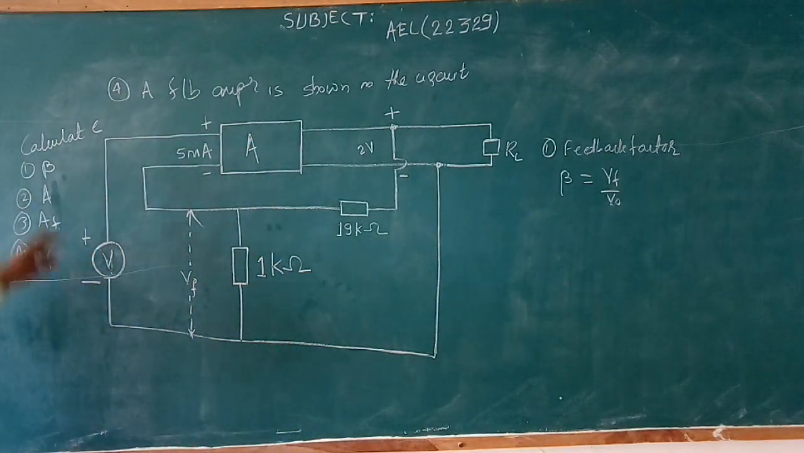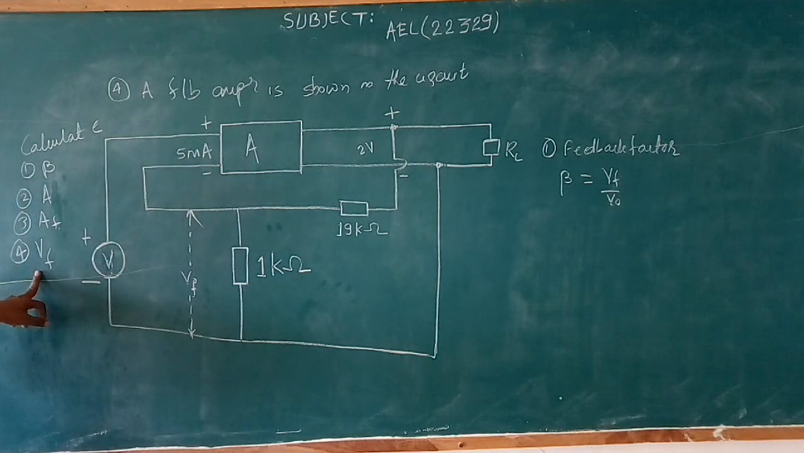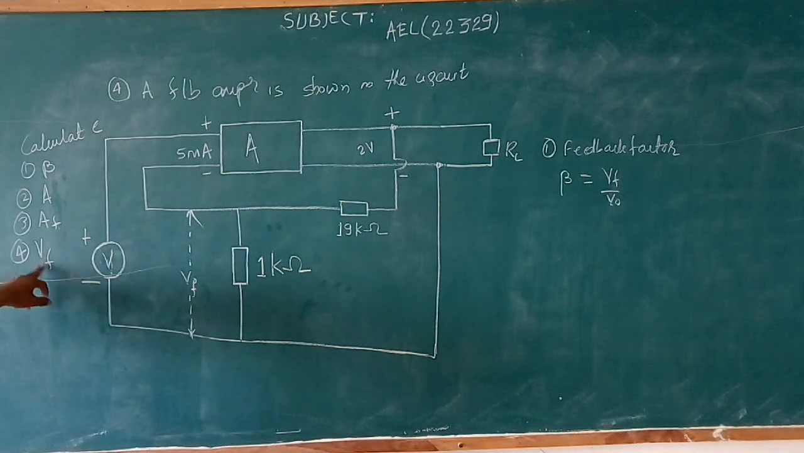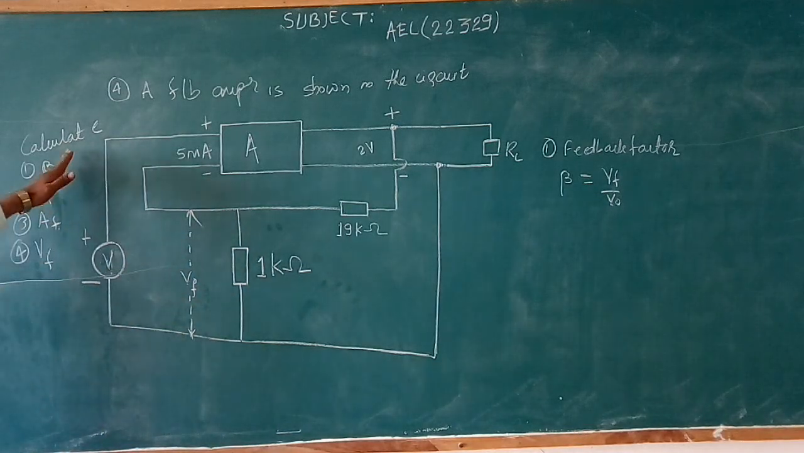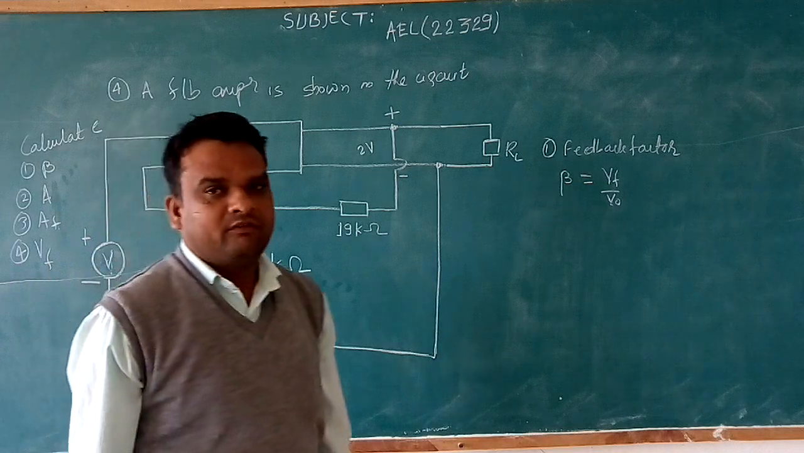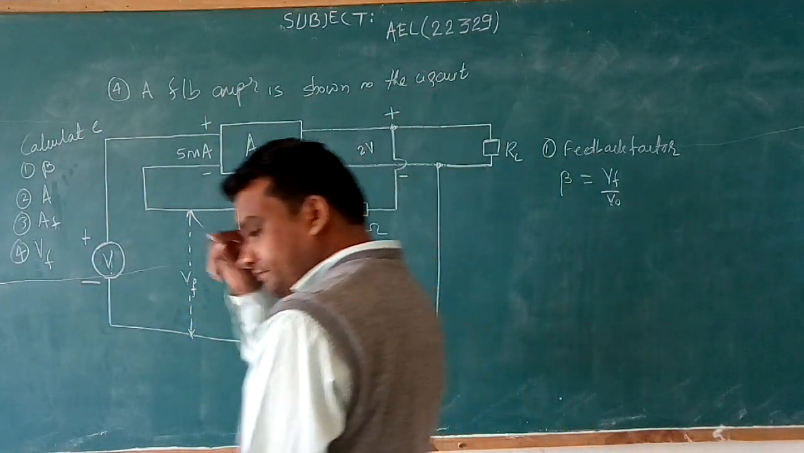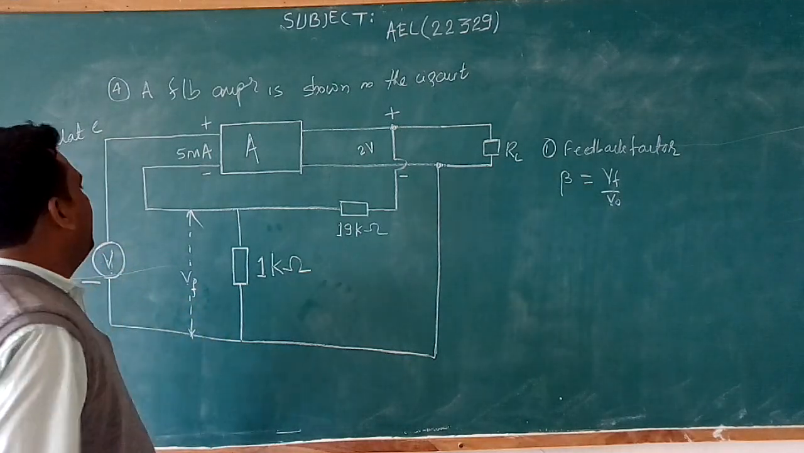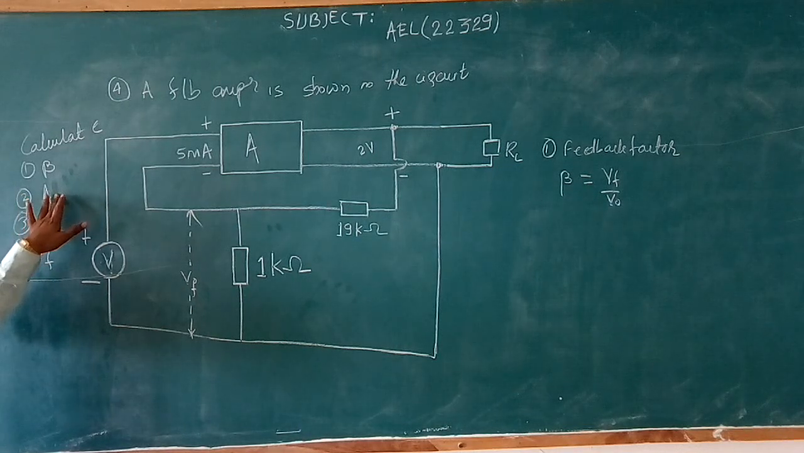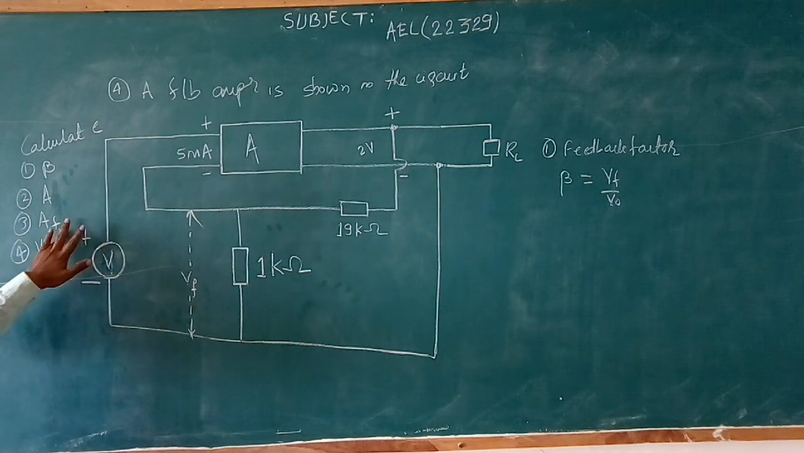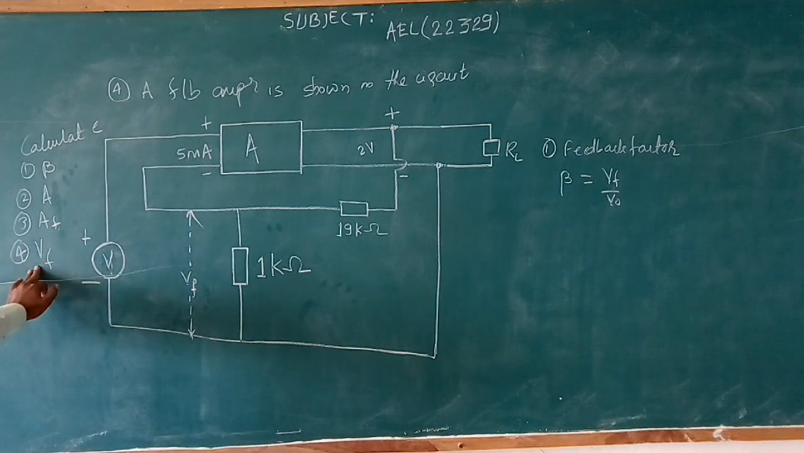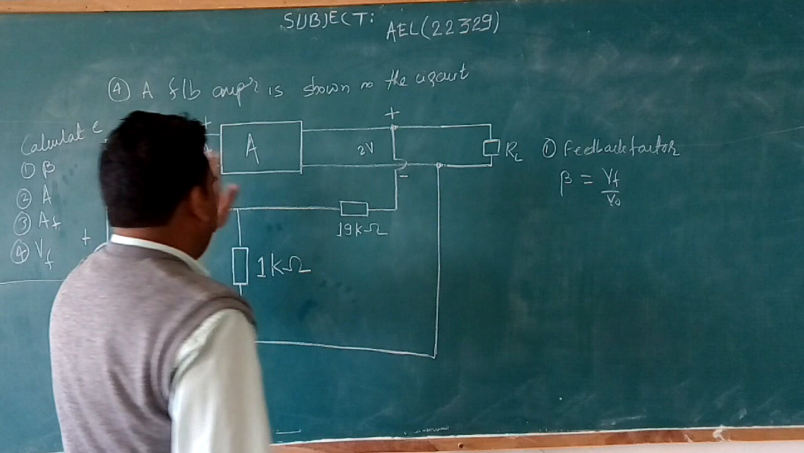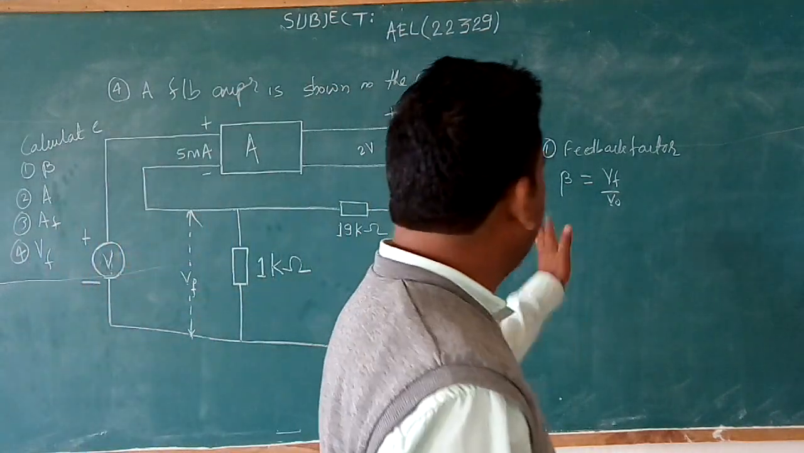Then gain without feedback, gain with feedback, and fourth one is feedback voltage. We have been given this circuit diagram. We have to find out the values: first one is feedback factor beta, then the voltage gain A of the amplifier without feedback, then third one is the voltage gain Af of the feedback amplifier, and fourth one is the feedback voltage of this circuit. So we will see one by one.